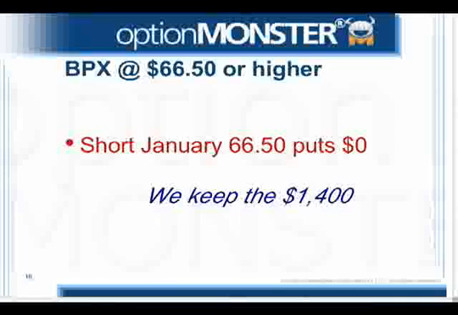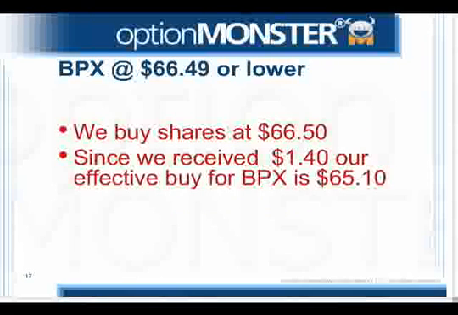So if we look at that, if the BPX is 66.50 or higher, we of course keep that premium because we've written that premium. We get to keep it as long as the BPX is higher than the strike price. Nobody is going to put that contract to us, so we keep the $1,400. If BPX is 66.49 or lower, chances are somebody is going to put it to us, meaning, of course, that they own this insurance policy, the right to sell it to us at 66.50, and they will exercise that right and put the BPX to you.